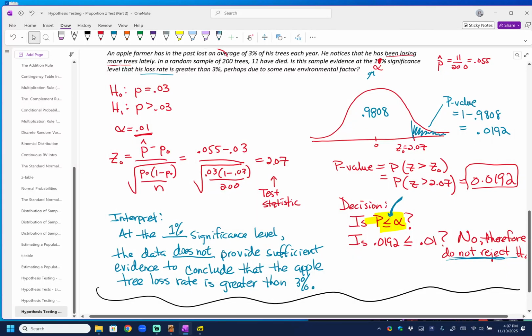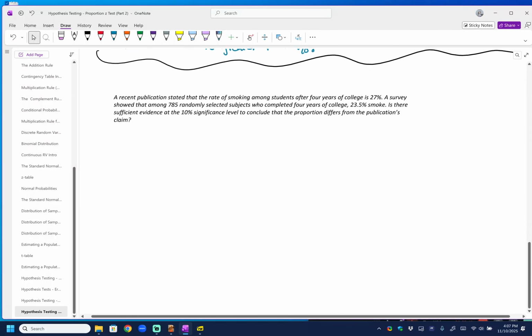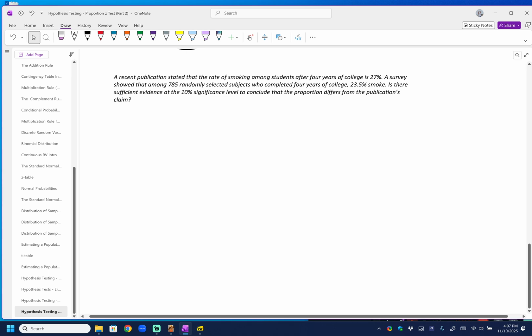All right, let's look at this next example. A recent publication stated that the rate of smoking among students after 4 years of college is 27%. A survey showed that among 785 randomly selected subjects who completed 4 years of college, 23.5% smoke. Is there sufficient evidence at the 10% significance level to conclude that the proportion differs from the publication's claim?